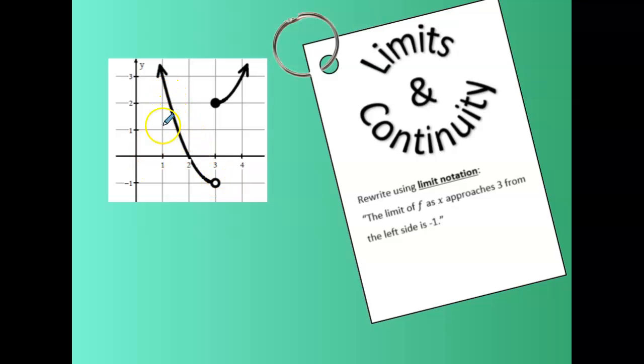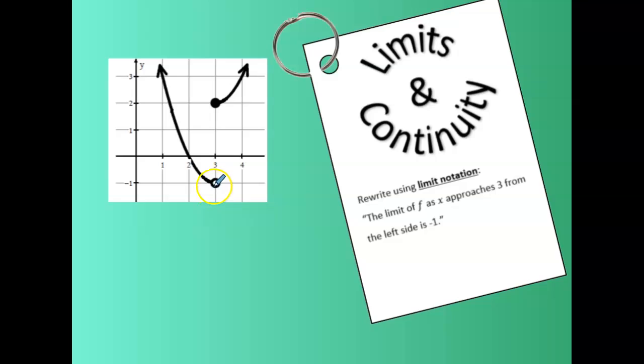And what's the y value doing? So kind of like when we talked about end behavior earlier in the year, as we head toward 3 in the x direction from the left, our y value is decreasing and it's coming down toward y equals -1. And that -1 is the limit. It's the lowest that graph is going to go.